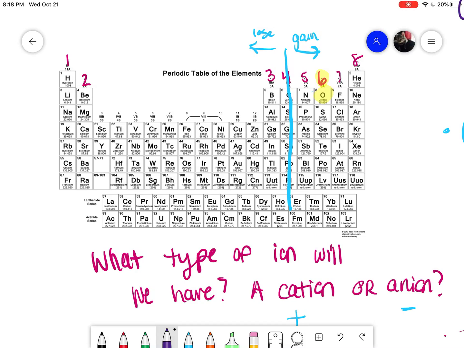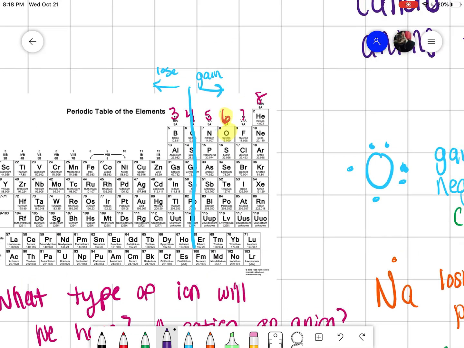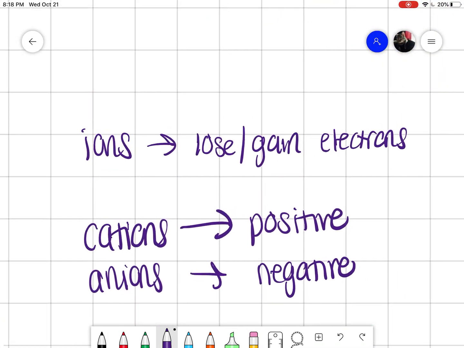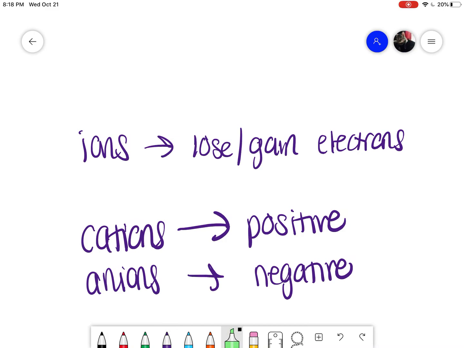Our next step before we get to bonding is trying to figure out what type of ion we have. Is it a cation or an anion? If you think back to when we were learning about ions and isotopes, we remember that ions are atoms that gain or lose electrons.